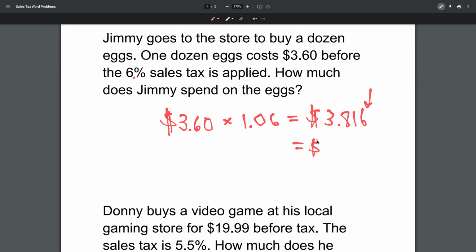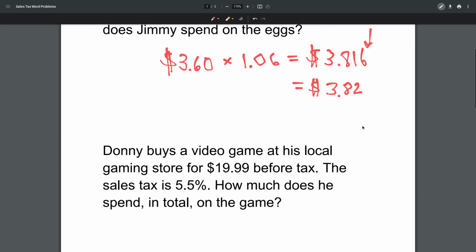So we get the same answer we did before, $3.82. Okay, so either way works. I like this method. It's just a little bit quicker and cleaner. But do whichever one works best for you. Okay, let's look at this next one.